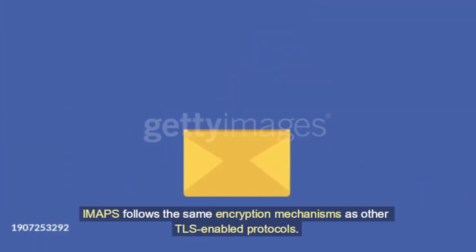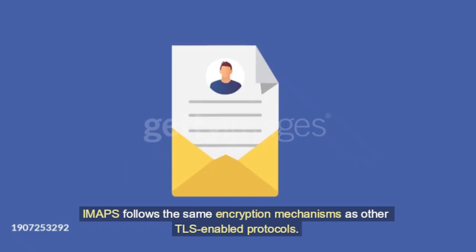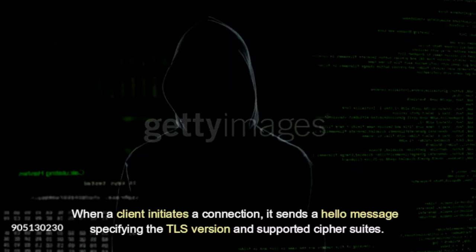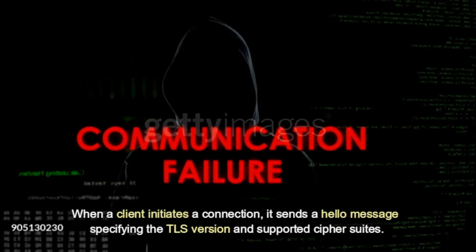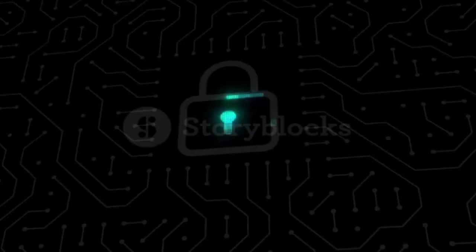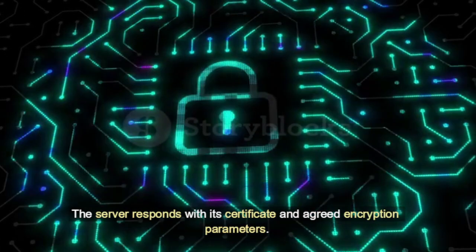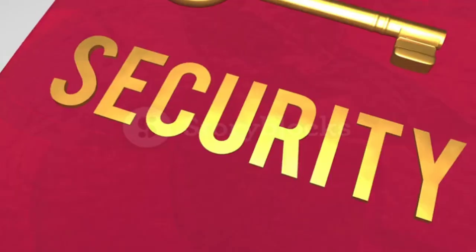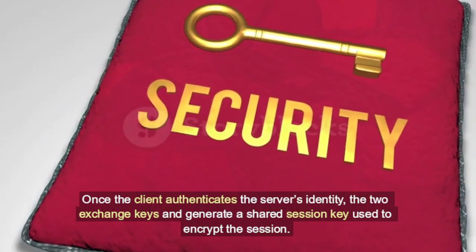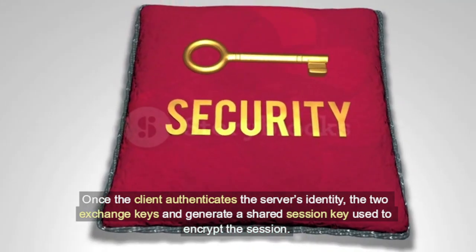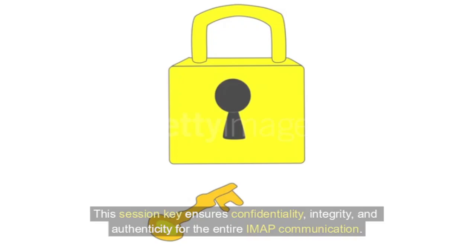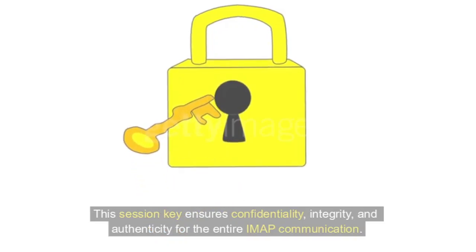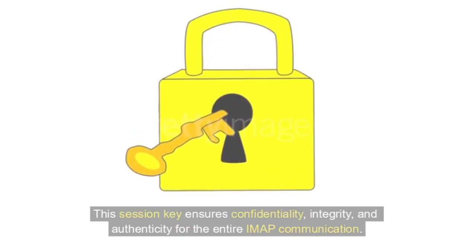IMAPS follows the same encryption mechanisms as other TLS-enabled protocols. When a client initiates a connection, it sends a hello message specifying the TLS version and supported cipher suites. The server responds with its certificate and agreed encryption parameters. Once the client authenticates the server's identity, the two exchange keys and generate a shared session key used to encrypt the session. This session key ensures confidentiality, integrity, and authenticity for the entire IMAP communication.